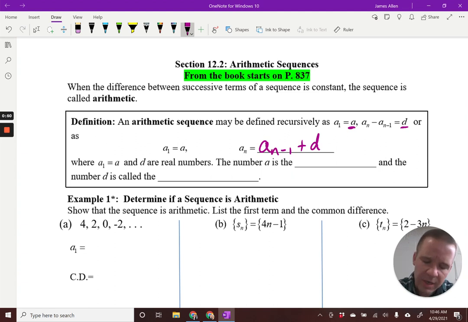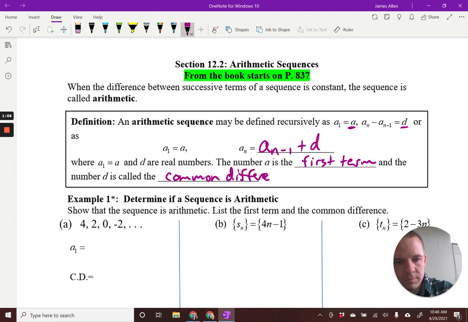All right, so the number a, which is a real number, that's the first term. And then d, that's our common difference. Lovely. All right, so that's it. We take the previous term, add the common difference, whether that's positive or negative. We'll get the next term, so on, so forth, continuing on.